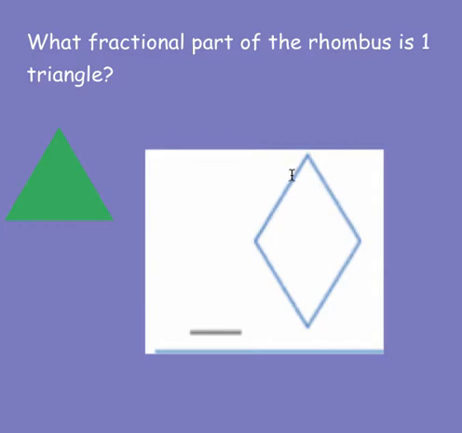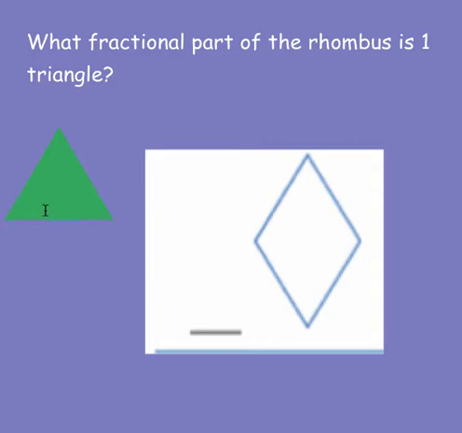When you look, you can see that the rhombus is right here, outlined in blue, and I have a green triangle off to the side. This is just like the green pattern blocks you have in class. So I want to figure out what fraction of the rhombus is this green triangle.